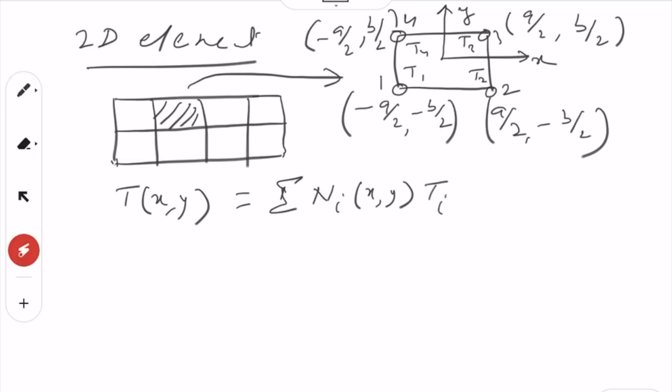Same as in the case of 1D, we extend the same thing here, that T will be a function of the nodal temperature, and also a function of x y. Nodal temperature comes from this Ti, and the function of x y comes from this shape function, where i equals 1 to 4, because there are 4 nodes. So, you can say this 2D element is a 4 noded rectangular element.